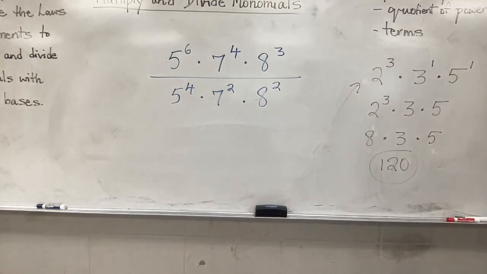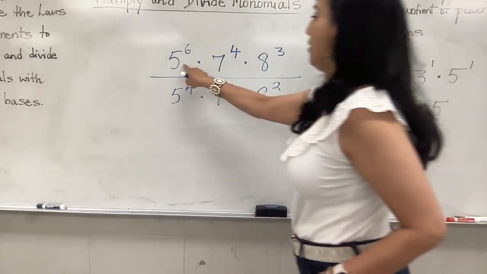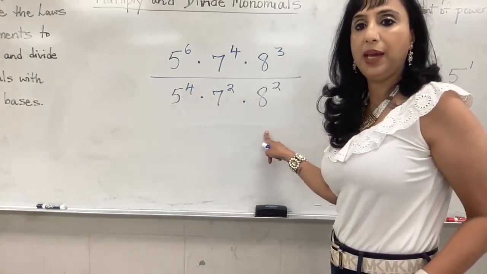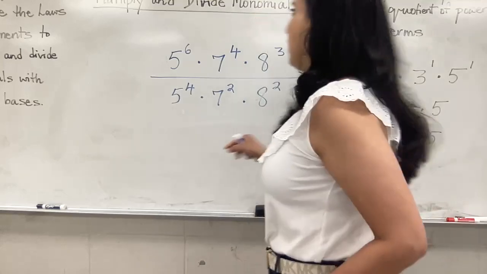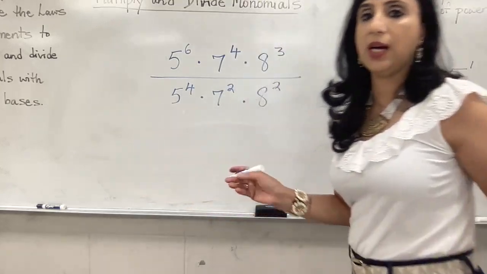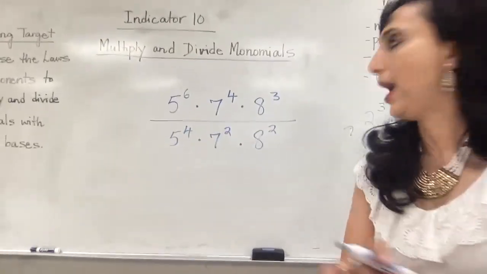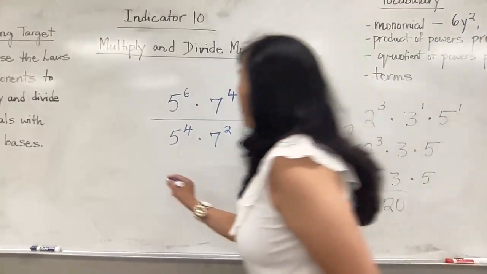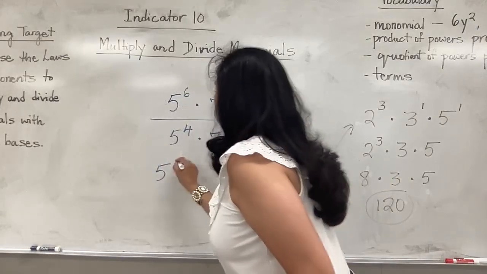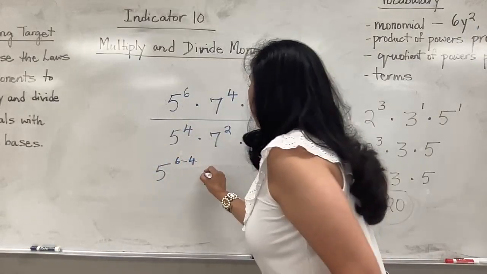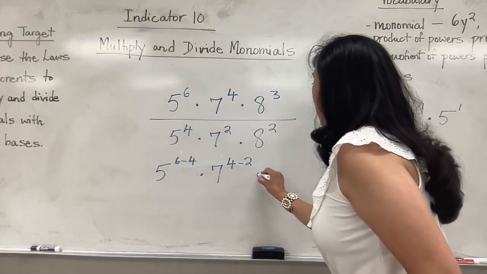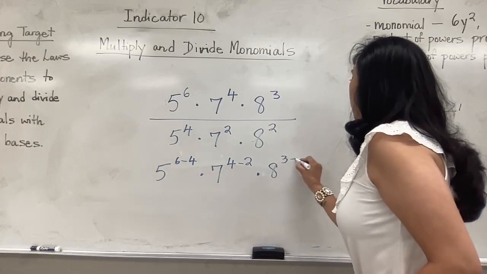So let's look at this again. What are the common bases? The 5 and the 5, the 7 and the 7, and the 8 and the 8. Okay, so I am going to use again the quotient of powers property, and I am just going to group the like bases, and then I'm going to subtract the exponents. So here, 5 to the 6 minus 4, times 7 to the 4 minus 2, times 8 to the 3 minus 2.